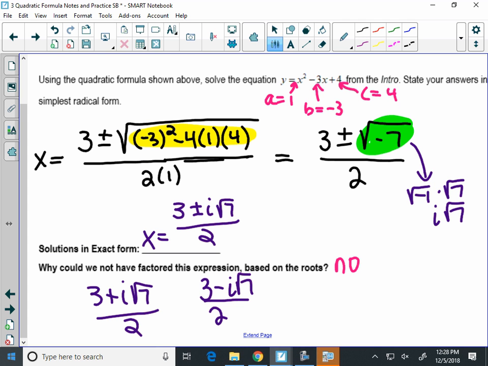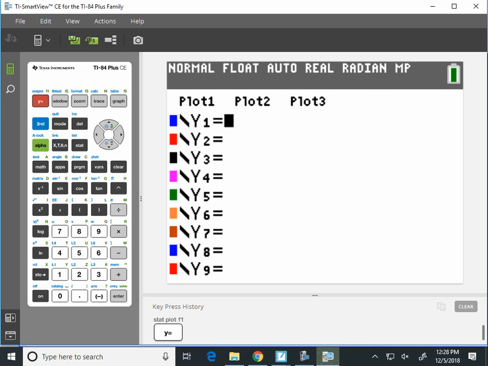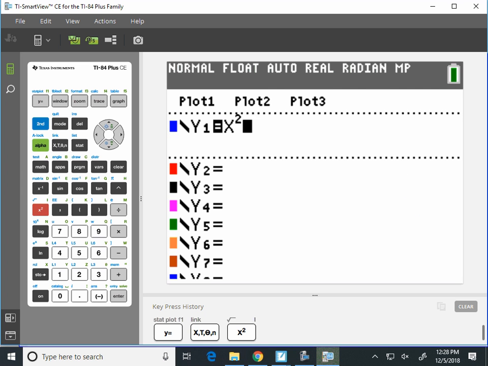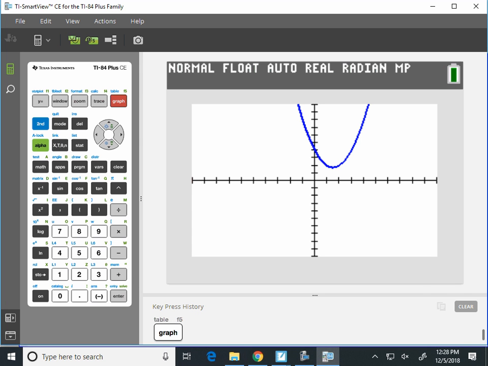Now here's what an imaginary root quadratic looks like. So I'm going to take my calculator here. I'll just do it at the board. You can just watch. This is what we skipped at the top. x squared minus 3x plus 4. When I graph that, what do you notice? Where are the x-intercepts? It doesn't have any.